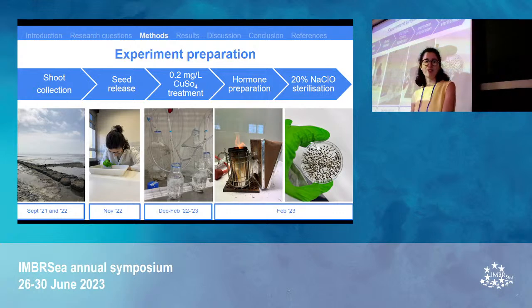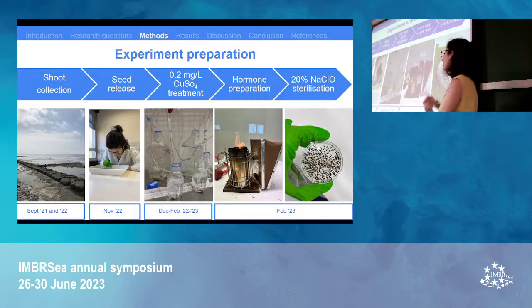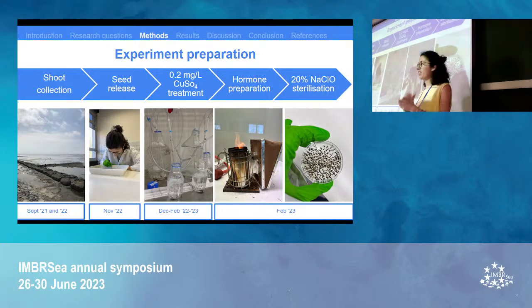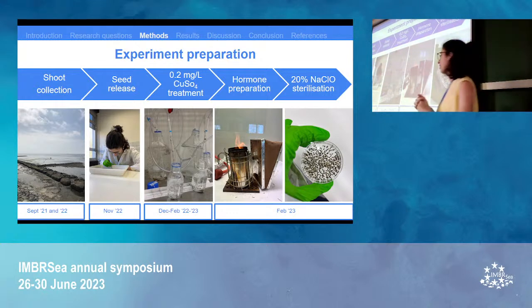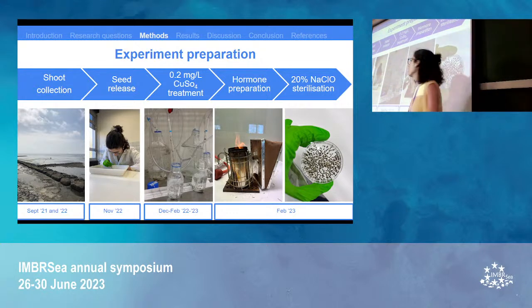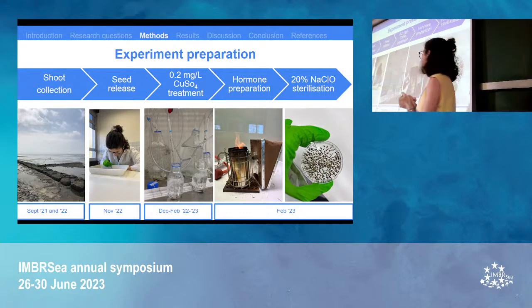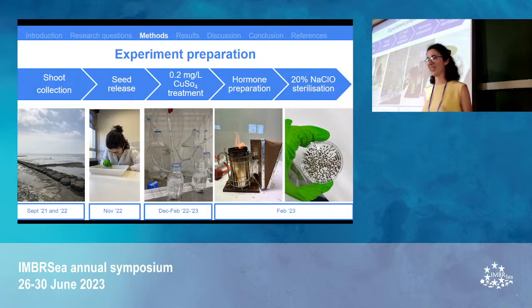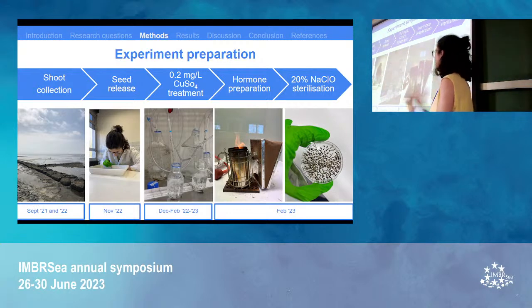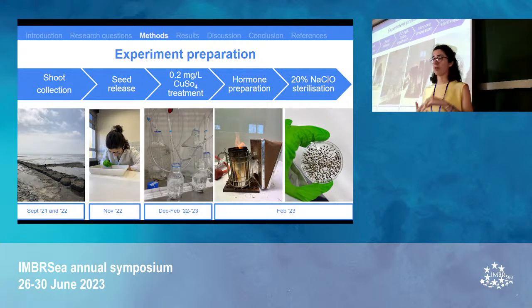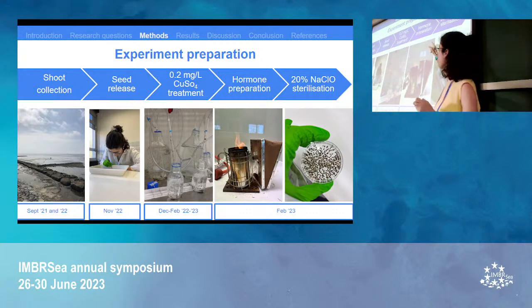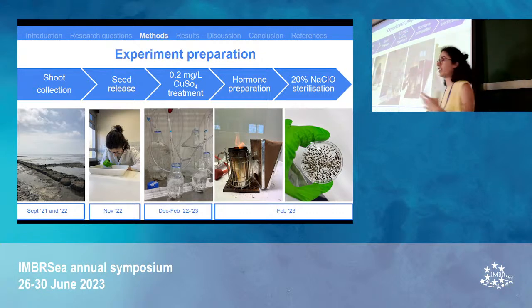Okay, so moving on to the methods. First of all, we collected the shoots in Germany, in Hamburger Hallig, in September 2021 and 2022. Then we took them back to the lab and separated the seeds from the inflorescences. You can see in the second picture, it was quite a labor-intensive process. Then the seeds were treated with copper sulfate, CuSO4, to prevent infections.